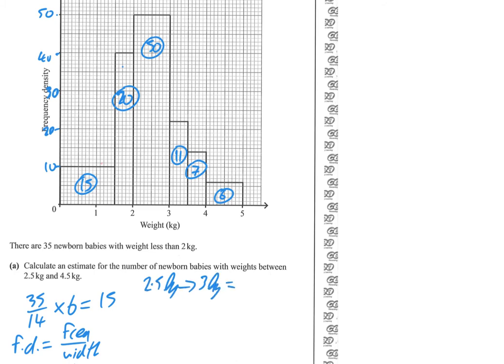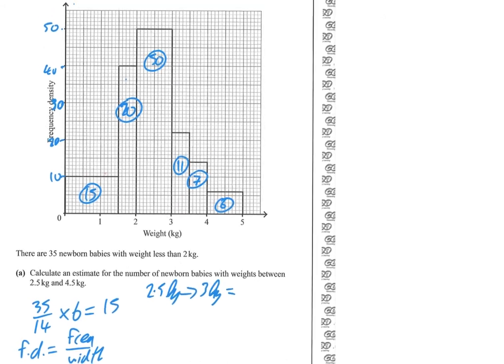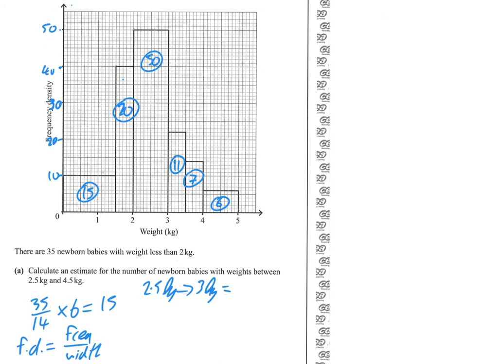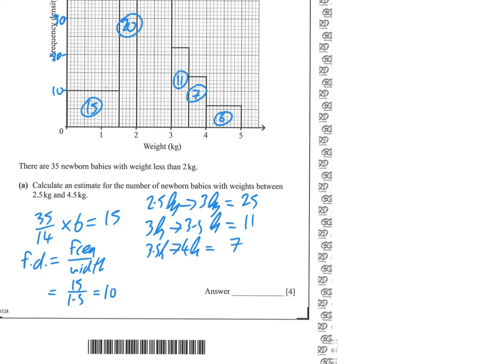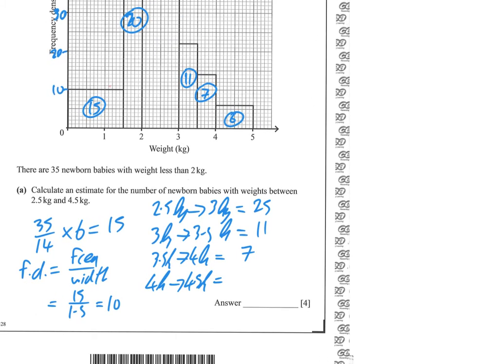You're going to have, well, now you've got it, we can work it out then. There are 50 in that complete bar from 2 to 3, so there's going to be 25 then just. From 3 kilograms on to 3.5 kilograms, we worked it out to be 11. From 3.5 kilograms to 4 kilograms, we worked it out to be 7. And the last one for us to work out then is from 4 kilograms to 4.5 kilograms. Well, we knew there were 6 from 4 to 5, so there's going to be only 3.